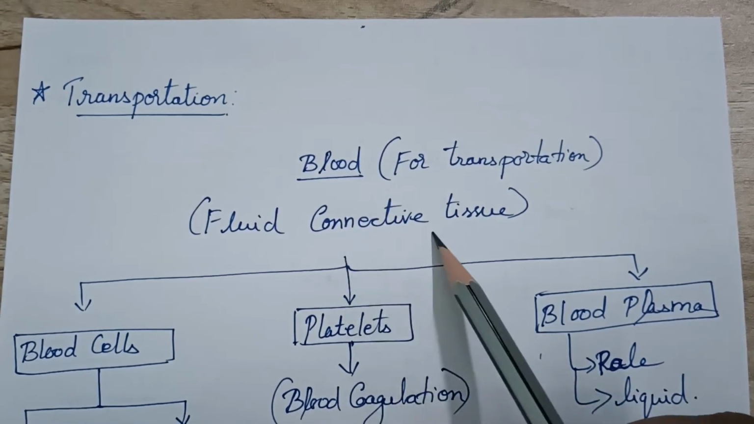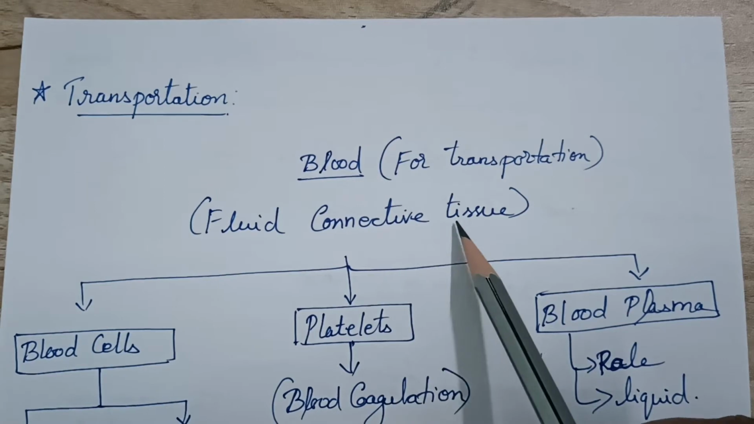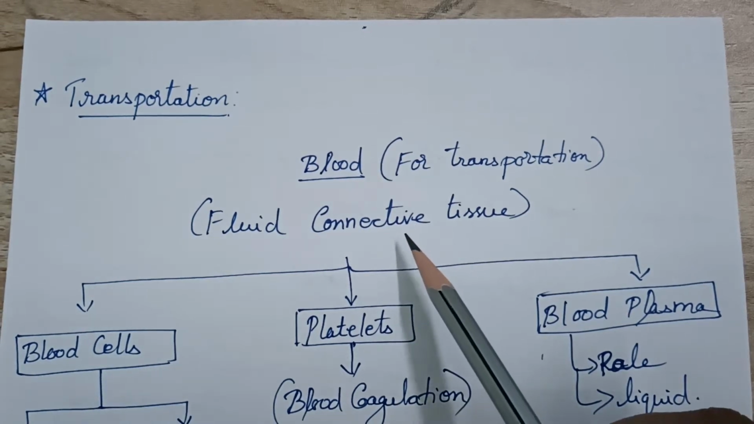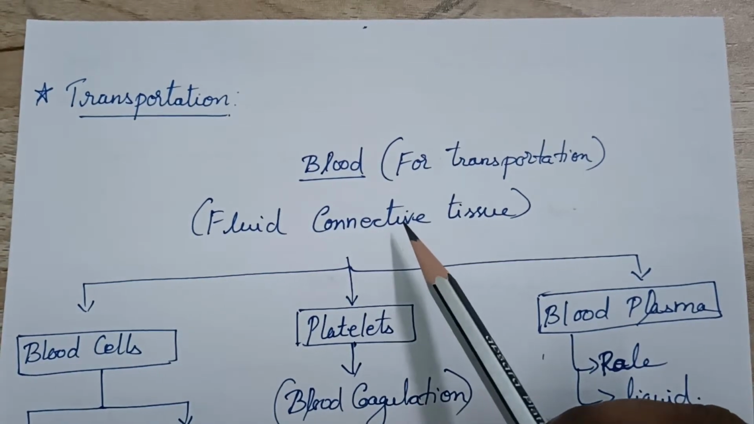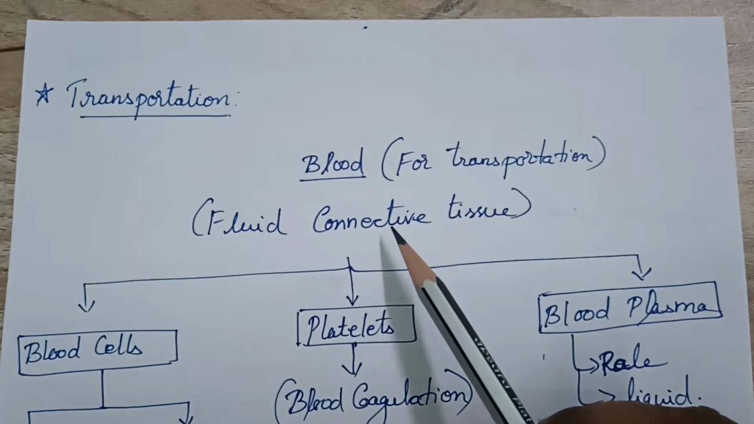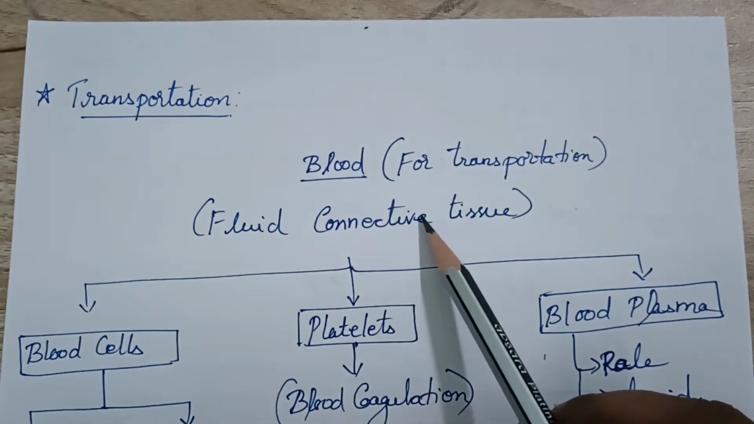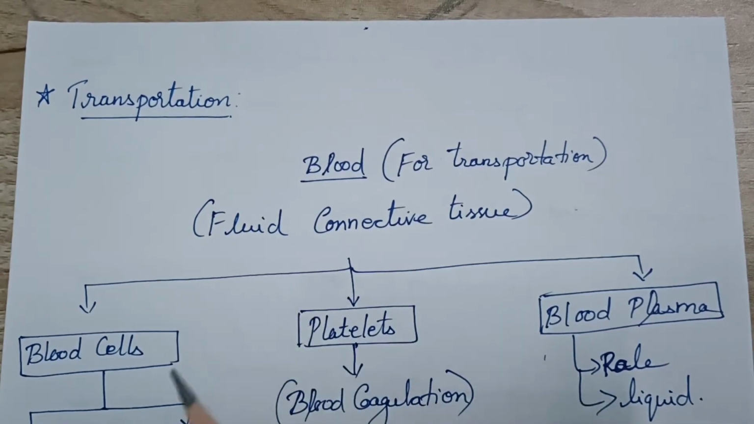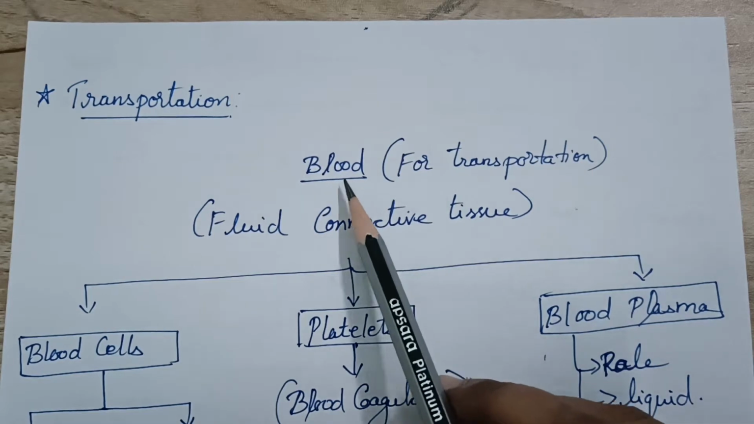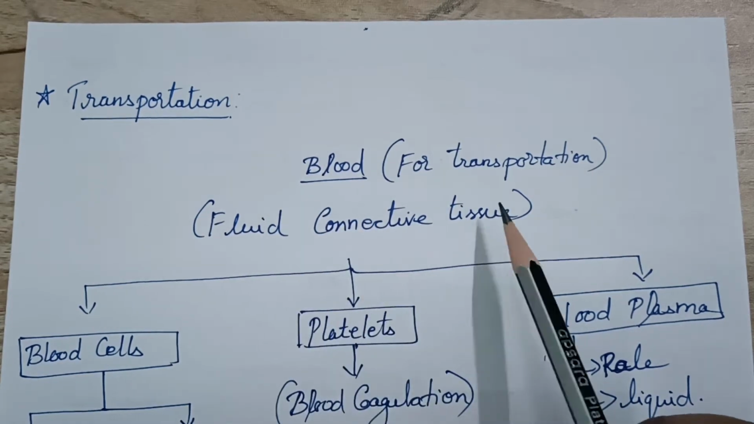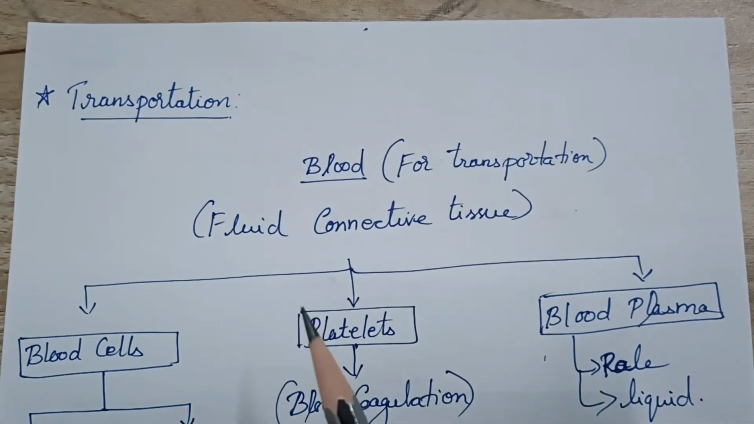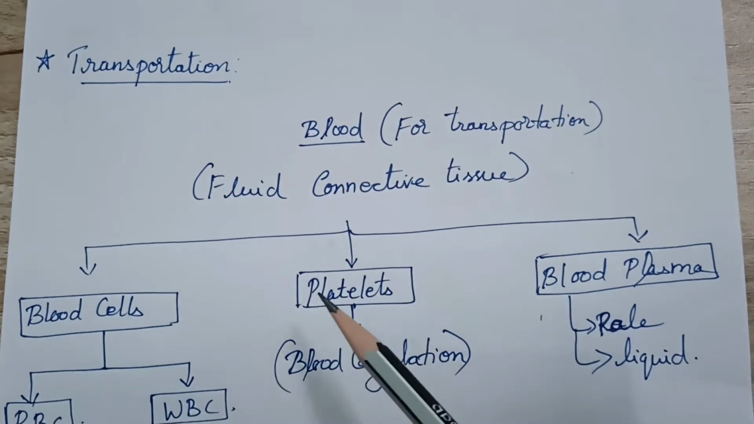because blood is a connective tissue. It is not only a connective tissue. Connective tissue means it connects different organ systems, everything connected. Not only a simple connective tissue, it is fluid in nature, so it can flow, right? Blood is a fluid connective tissue. It is used for the transportation of food materials and everything.